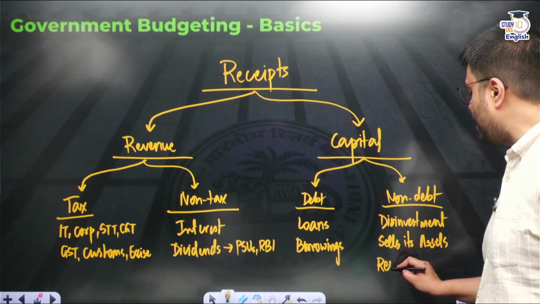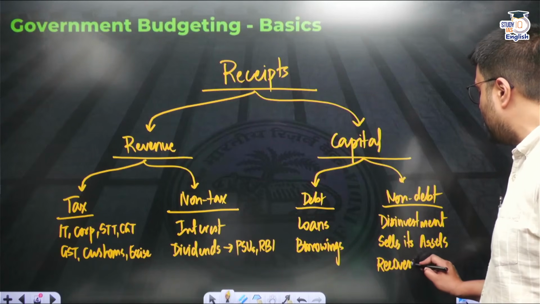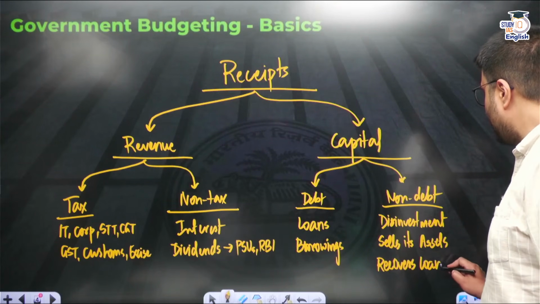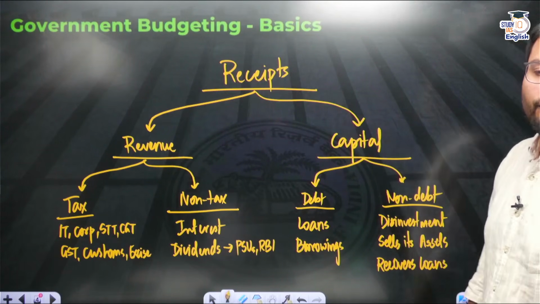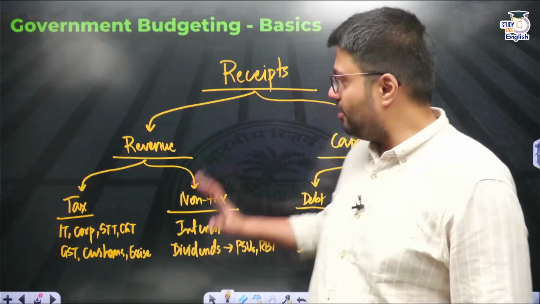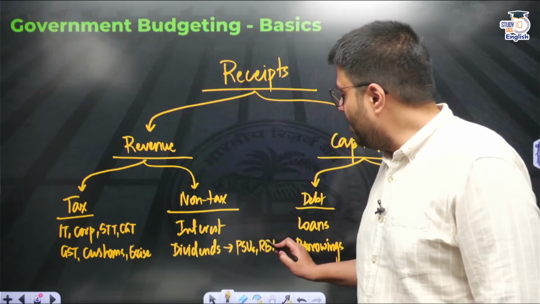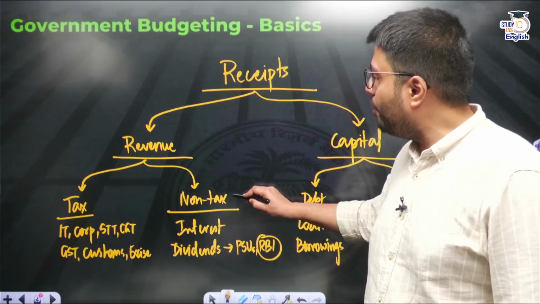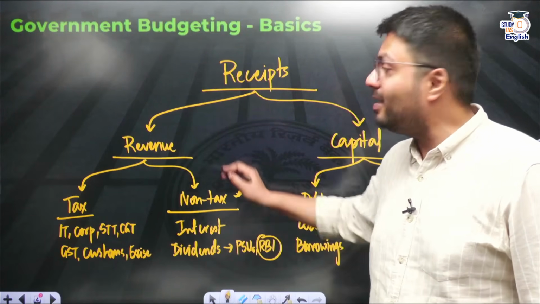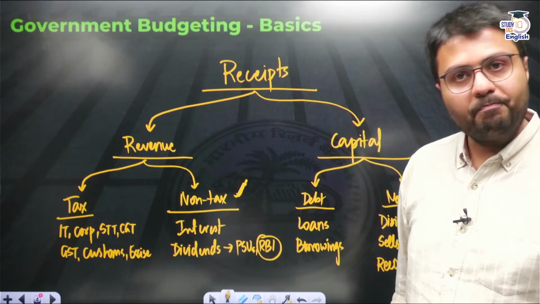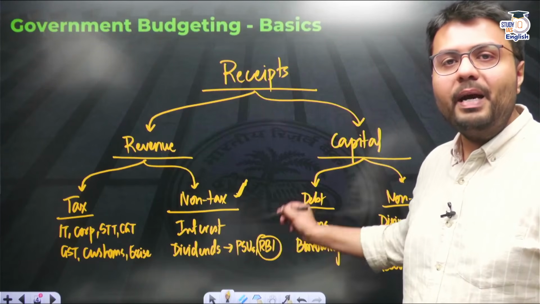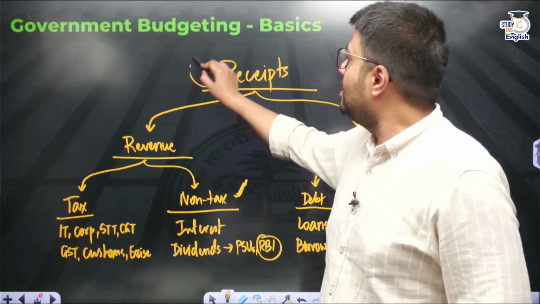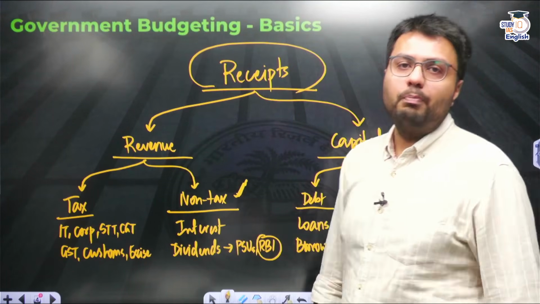Similarly, if the government recovers any loans which it has given to state governments, that also forms non-debt capital receipts. So in this regard, the dividend that the government earns from RBI is an example of what kind of receipt? A non-tax revenue receipt of the government. So this is where the RBI's dividend falls under the broader ambit of the government's budgeting.